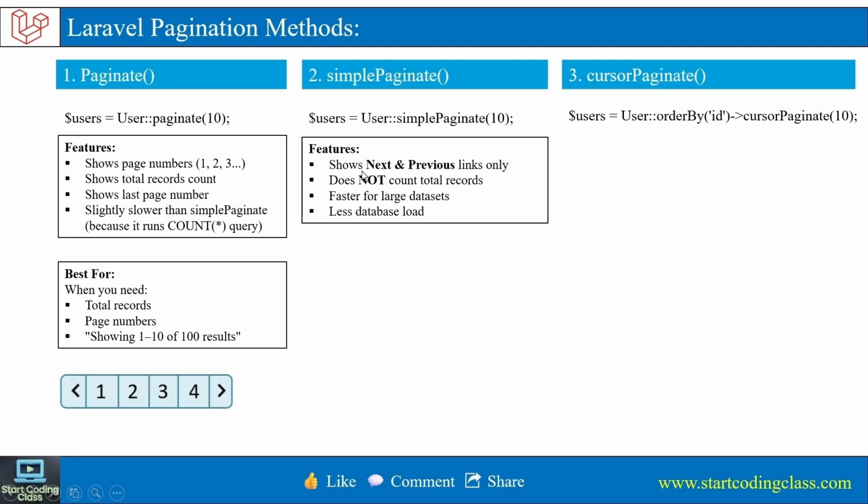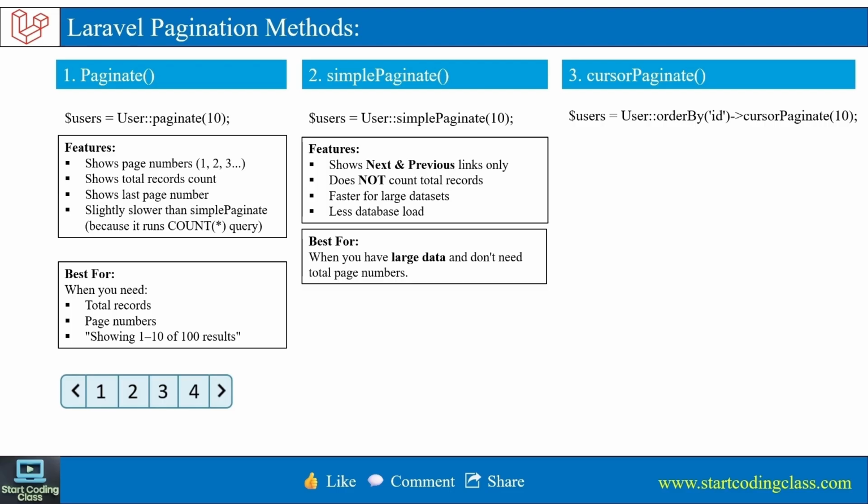If I talk about simplePaginate, among these 3 pagination methods, simplePaginate is the fastest. It only shows you next and previous links. There is no page number and no total count, so it is very fast and the database load is also very low. If you do not require page numbers like 1, 2, 3, 4, 5, this is the best for pagination. It will show previous and next.